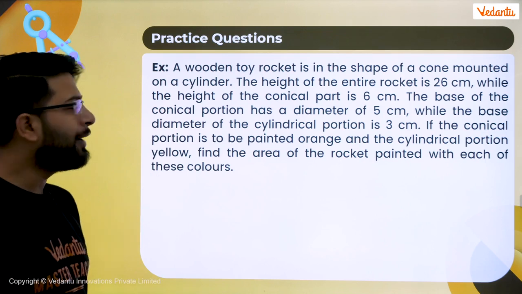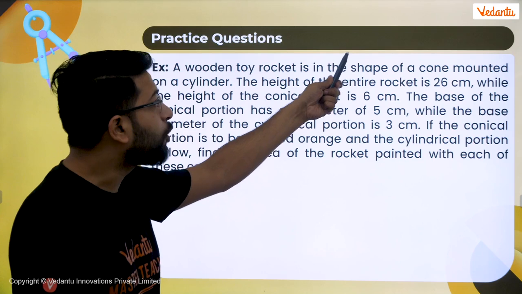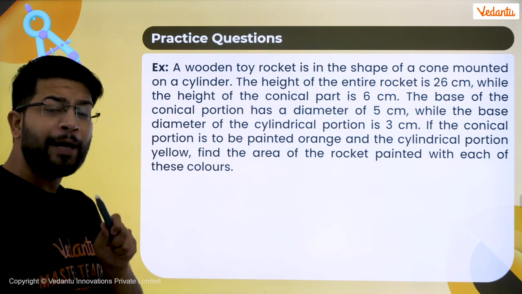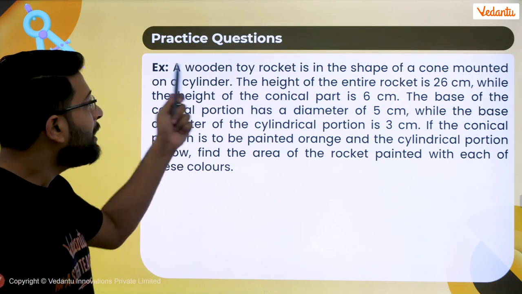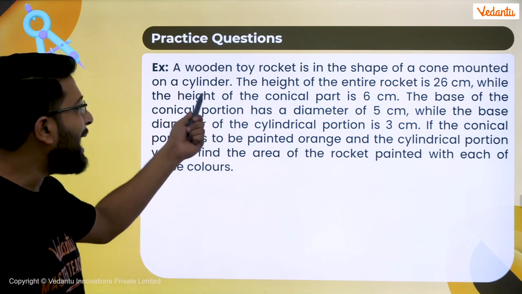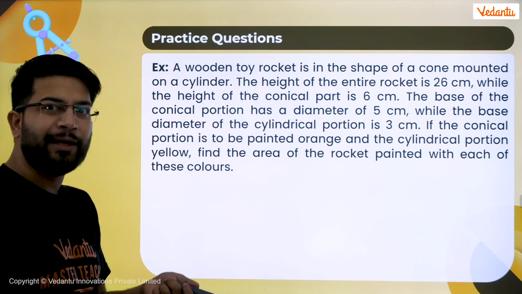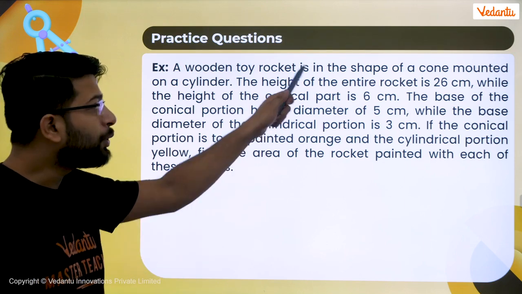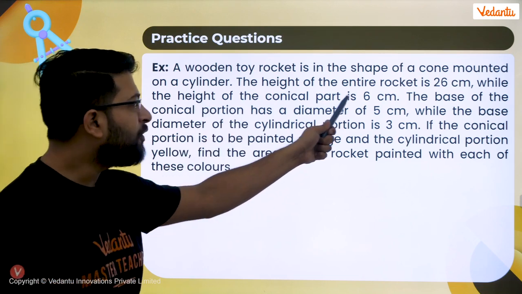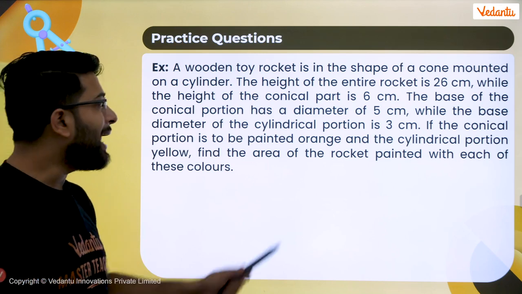Very good. Look at this one. What they're saying in this one: a wooden toy rocket is in the shape of a cone mounted on a cylinder. Cone mounted on a cylinder. I hope you can picture the toy. Now the height of the entire rocket is 26 centimeters, while the height of the conical part is 6. The conical part height is 6, total height is 26, so the height of the cylindrical part is 20 centimeters. The base of the conical portion has a diameter of 5 centimeters, while the base of the cylindrical portion has a diameter of 3 centimeters.